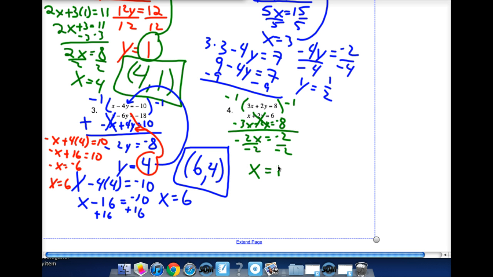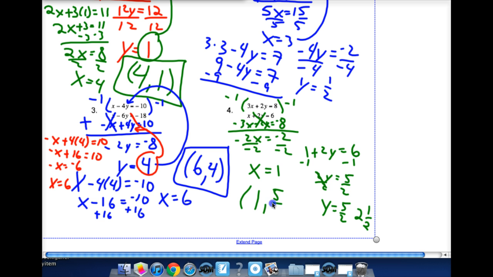Okay. The second equation might be easier to solve for y, now knowing that x is 1. I'm going to write 1 plus 2y equals 6. 2y equals 5. y equals 5 halves, or 2 1/2. Either one would be totally cool. 1 comma 5 halves, or 2 1/2. Okay? Elimination. That's what we're rolling with today.